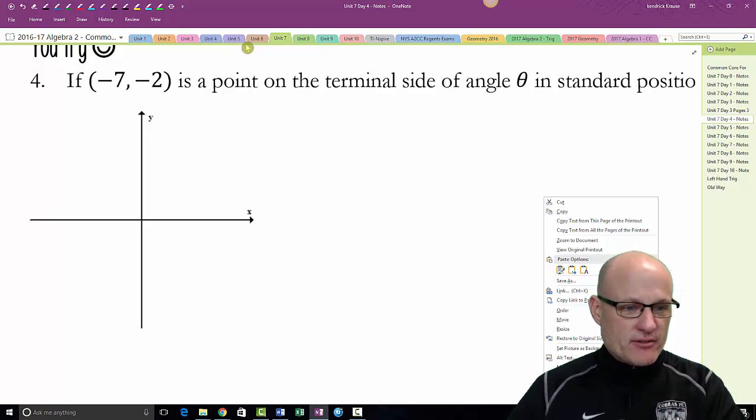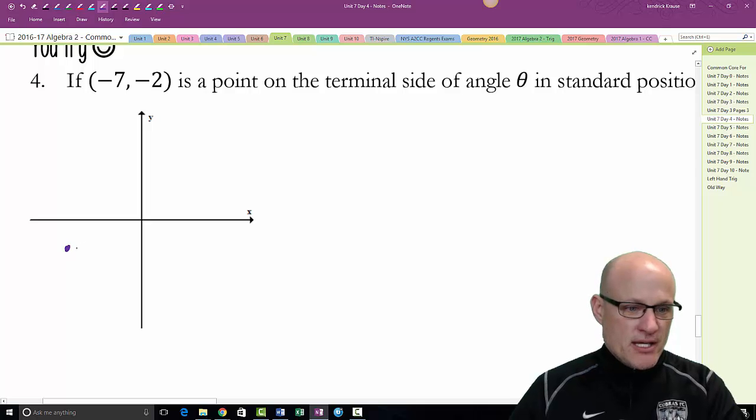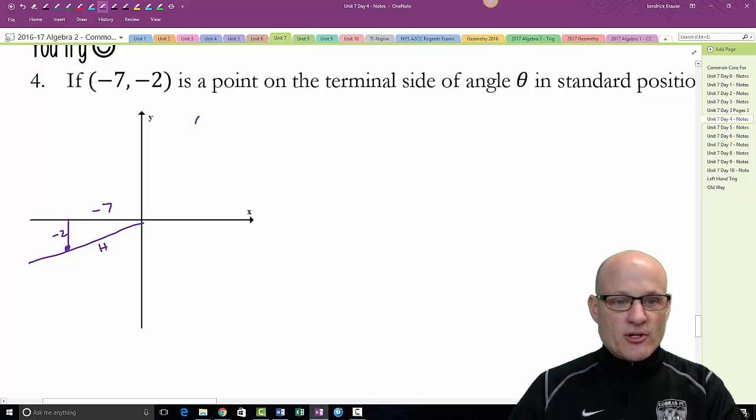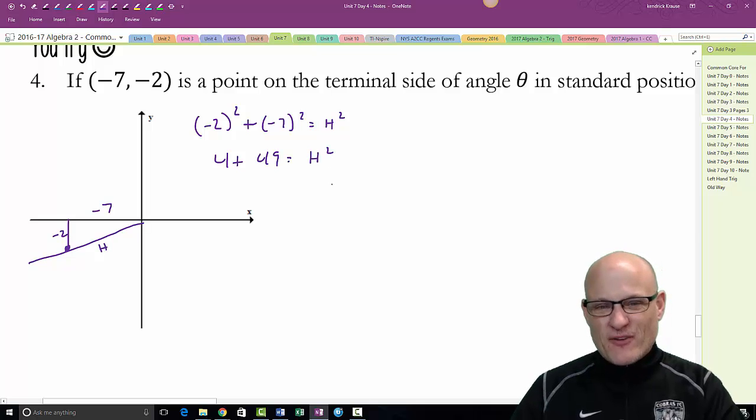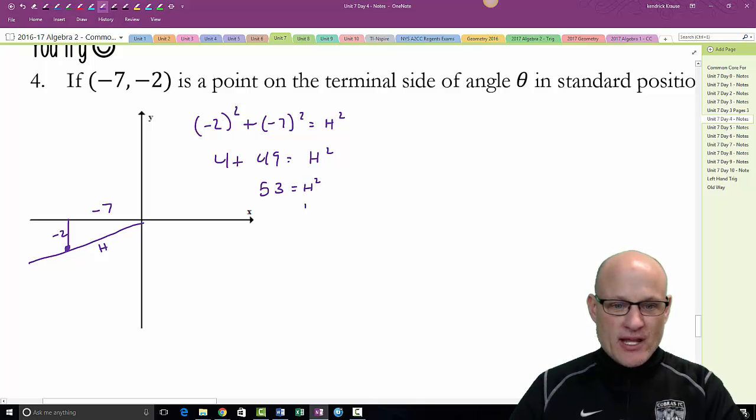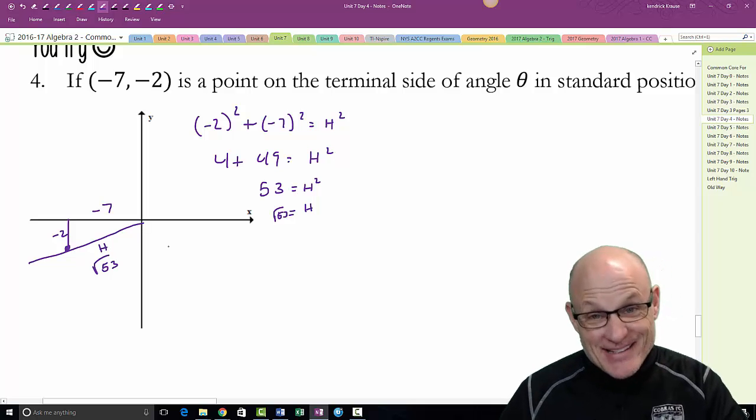Negative 7, 2. Right there. It's on the terminal side of my angle, so I'll make my triangle. There it is. There's my triangle. I know I came out negative 7. I came out negative 2. I don't know what the hypotenuse is. So, negative 2 squared plus negative 7 squared equals my hypotenuse squared. 4 plus 49 equals hypotenuse squared. Don't write 53. 53 goes over here, equals hypotenuse squared. So that means the hypotenuse is a very annoying square root of 53. And it can't be reduced. It's just the square root of 53. It's annoying. It's not difficult.